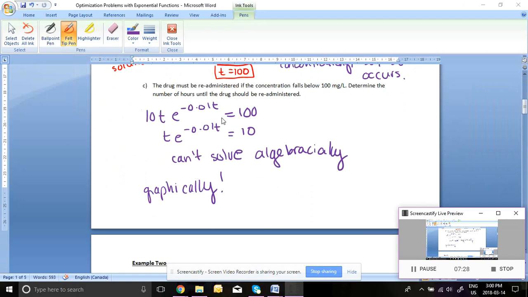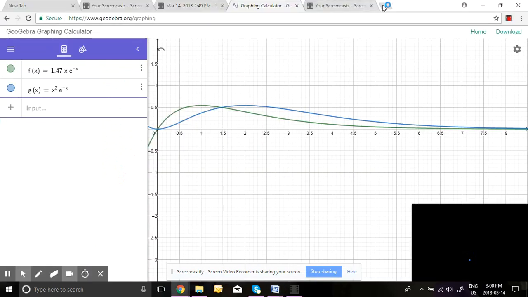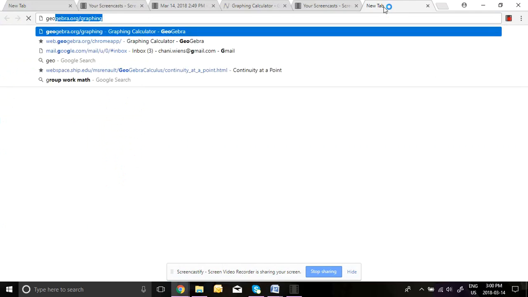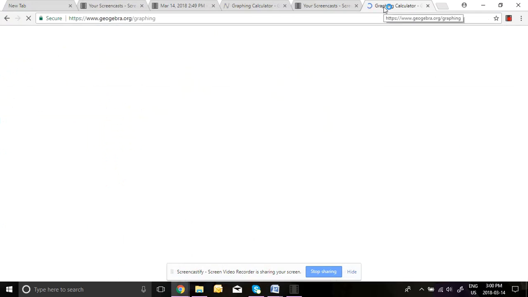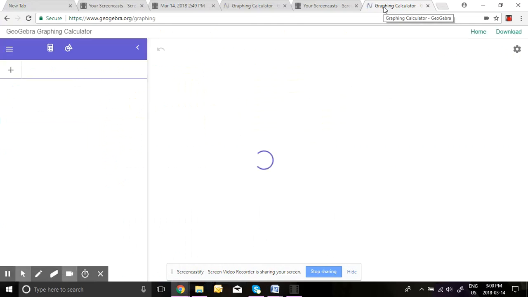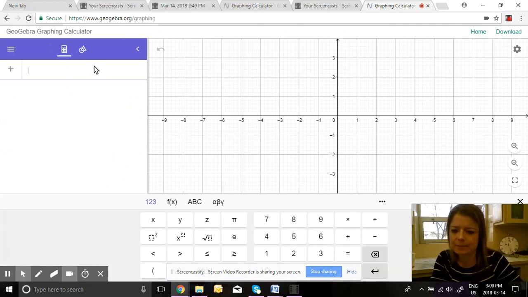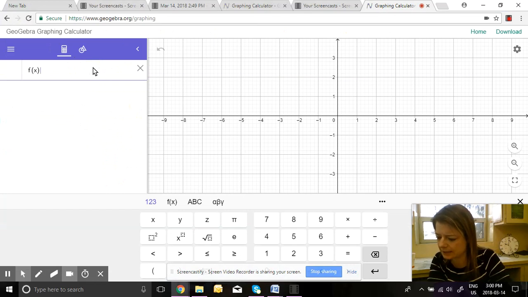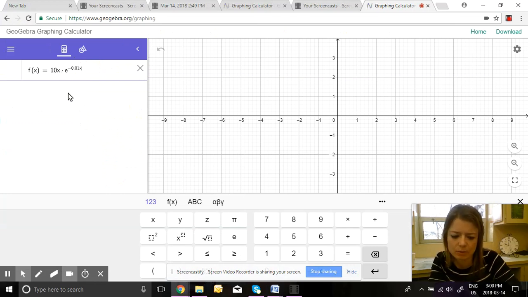Okay, so we can go over to GeoGebra. And I have one there for the next one. We can go to GeoGebra and solve for this. Sorry, I thought I had the other one set up. All right, so here we have f of x equals 10x, okay, and then you have to do times or else it won't work, e to the power negative 0.01x, okay? You have to put this times in here or else it won't work.